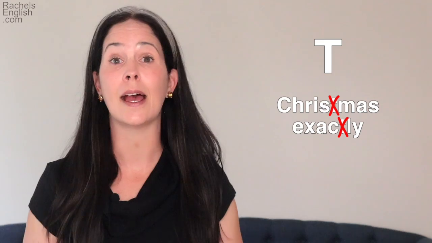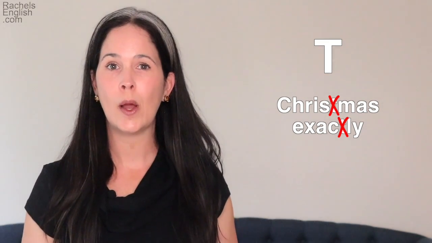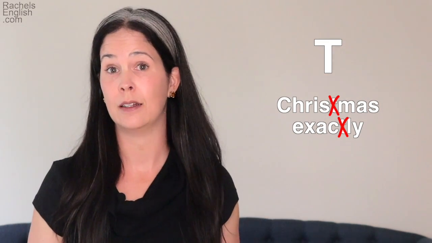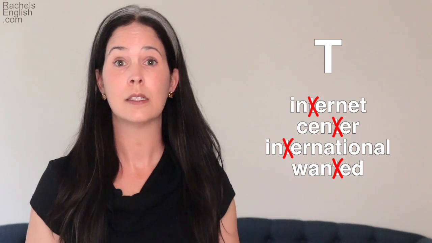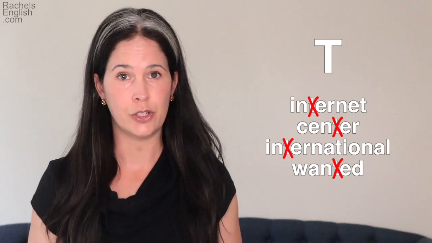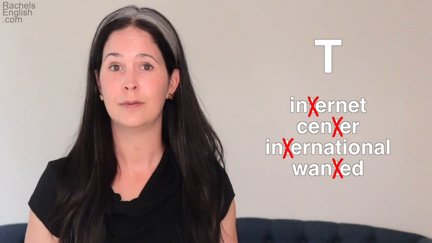This is, if you looked these words up in the dictionary, they would probably still show a T sound, but that's not the habit of most Americans. It's really common for Americans to drop the T between two other consonant sounds and make it silent. For example, Christmas and exactly. It's also quite common to make it silent after an N, like internet or center or international or wanted.